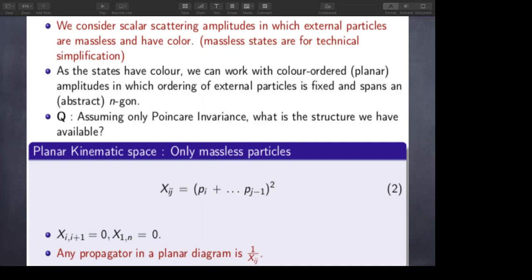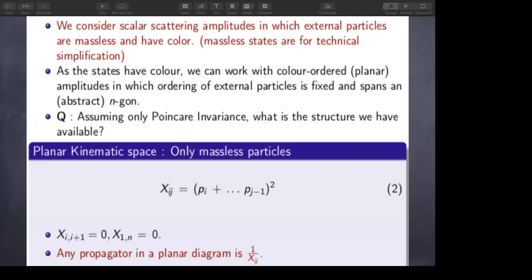The reason we need this is because, if the external particles have color, then as is known, we can work with what are called color-ordered amplitudes, or in other words, planar amplitudes, where lines do not cross each other. This planarity is of course nothing to do with large n planarity, but just the fact that every amplitude in such theories can be built out of amplitudes where you can draw a Feynman diagram on a plane. That's why we call them planar amplitudes. So basically these are amplitudes in which the ordering of the external particles is fixed, and they basically span the vertices of an n-gon in a given order.